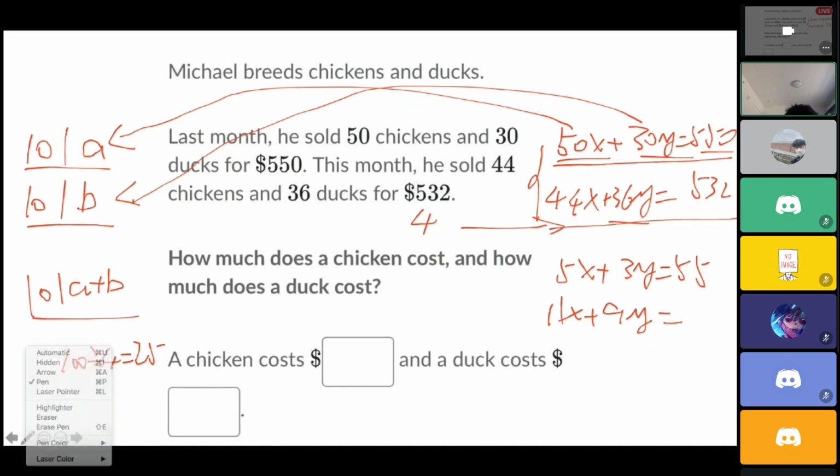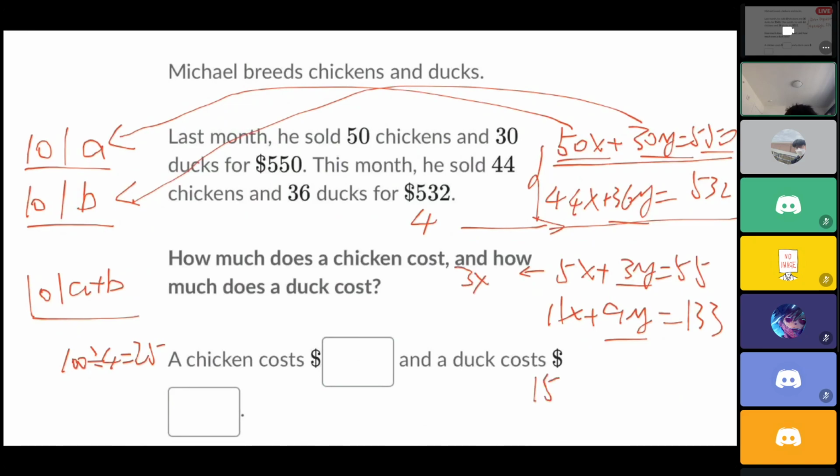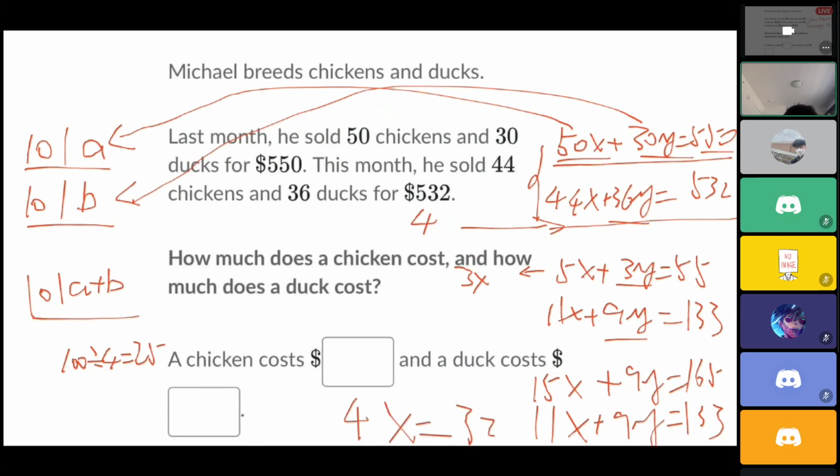133 for this part, right? And then you also notice that 9 is divisible by 3, so you can do this times 3. 15x plus 9y equals, what is that? 165. 11x plus 9y equals 133. So this tells you that 4x equals 32. X equals 8, which is, I think, what John got.